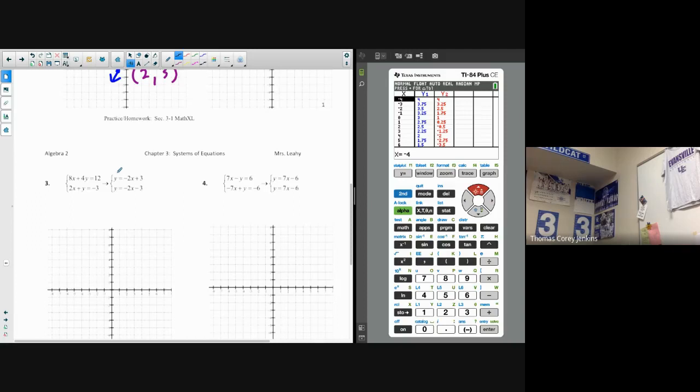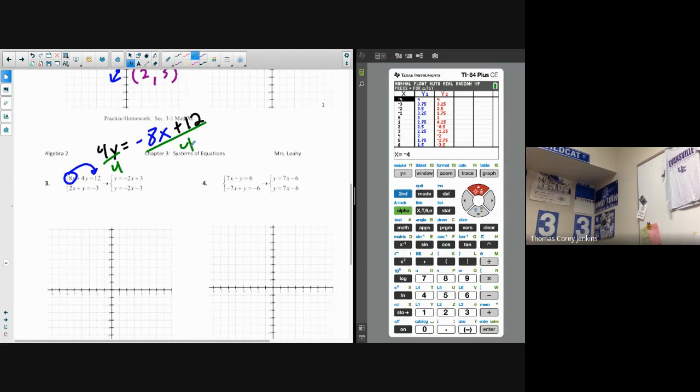And just to review that process, what they did here was they moved over the 8x. So that would give you 4y equals negative 8x plus 12. And then divide everything by 4. And then that's what we get: y equals negative 2x, because negative 8 over 4 is negative 2, plus 3, because 12 over 4 is 3.